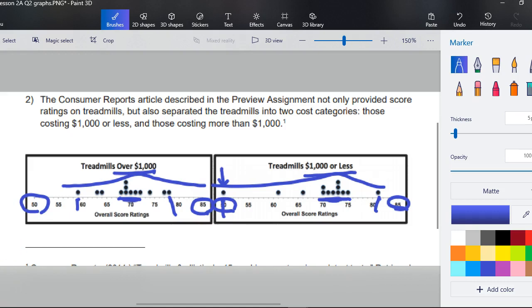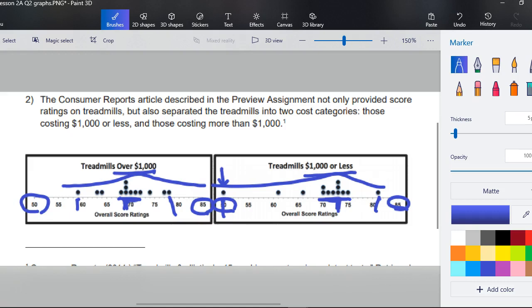What conclusions can you draw? I just mentioned some for part B. You can talk about the frequent ratings. You can talk about, like right here, it appears around 69-ish is the most frequent rating, and over here it appears 73-ish is the most frequent rating. And it does look like the ratings are better for the less expensive treadmills.